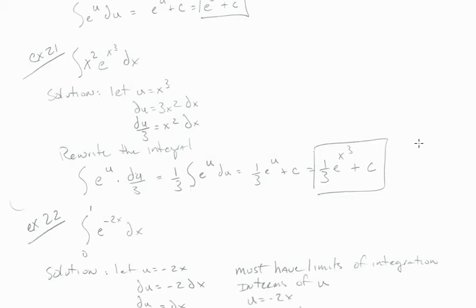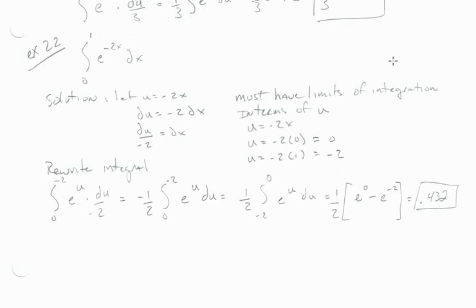So rewrite the integral. So we have the integral of e to the u times du over 3. We can factor out that 1/3 and have 1/3 the integral of e to the u du. Then we take the antiderivative, so it'll be 1/3 e to the u plus c, and we replace u with x cubed, so we will have 1/3 e to the x cubed plus c.